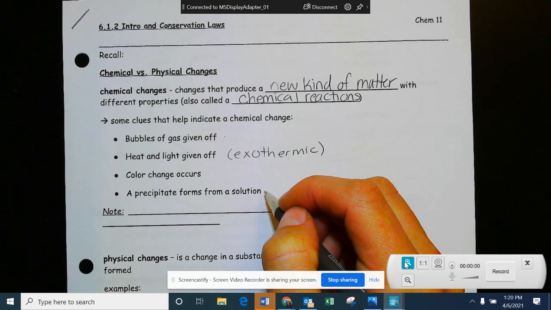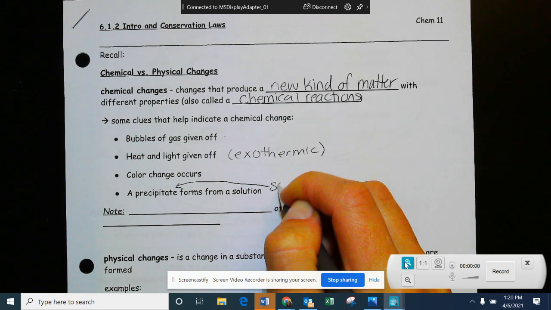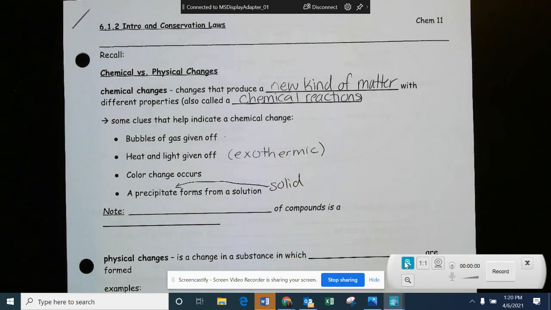A precipitate forms from a solution. Precipitate is a solid. So if you mix two liquids and you get a solid, that's called a precipitate, and that's a really good indicator that you've got a chemical reaction that's occurred. You've got a new state of matter, and often it'll be a different color. Got some really fun precipitate reactions we'll do in the chemical reaction lab.